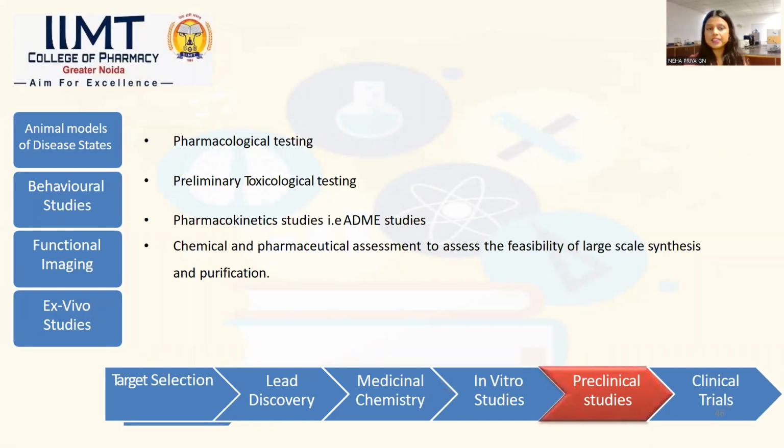Then the next one is our clinical trial. As we already know, before any clinical trials, no drug can be introduced into the market. No drug can get approved any other way. It needs to be done in a better manner. We need to have preclinical trials and then clinical trials. The preclinical trials are composed of animal models of disease state, behavioral studies, functional imaging, and ex vivo studies. In this, first we do pharmacological testing, then preliminary toxicology testing, pharmacokinetic studies, that is ADME studies, and then chemical and pharmaceutical assessment of the drug is done in the preclinical trial.